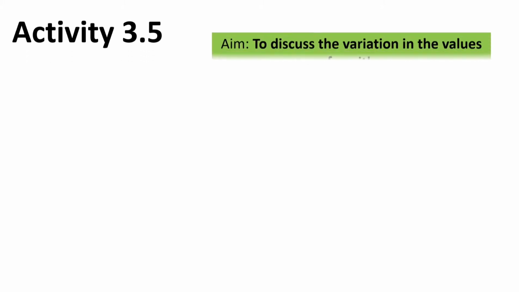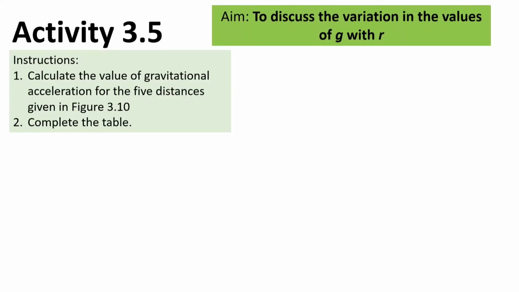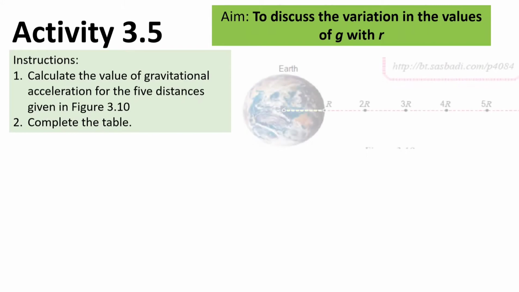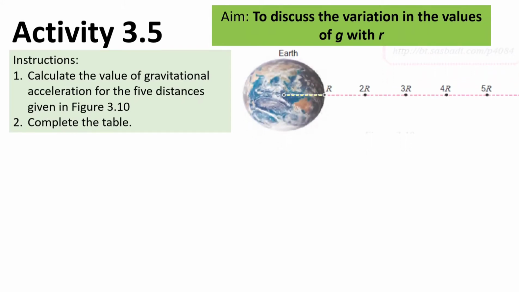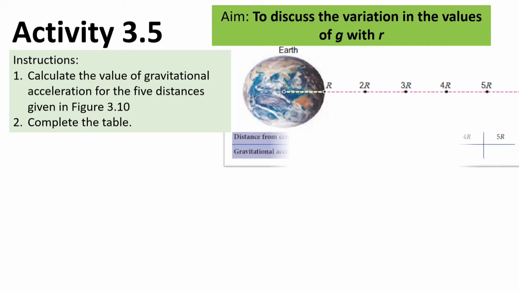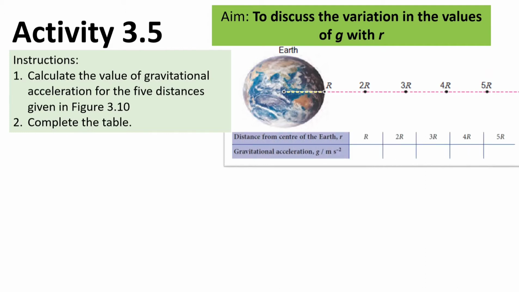Then we want to know whether there is a variation between gravitational acceleration and the distance. You may do this activity in order to better understand the relationship between gravitational acceleration and distance. Calculate the value of gravitational acceleration for the 5 distances and complete the table. If you look at the table, I have calculated this for you.